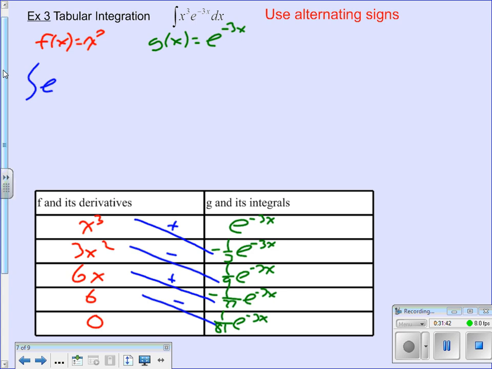So the integral of x cubed e to the negative 3x dx is x cubed times negative 1/3 e to the negative 3x, which will give me negative 1/3 x cubed e to the negative 3x, minus whatever these two are multiplied together, minus, and because they're both positive, it's fine, 3x squared times 1/9 e to the negative 3x. 3x squared, 3 times 1/9, that gives me 1/3 again. x squared e to the negative 3x.